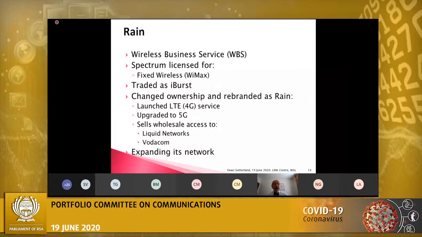Rain just announced it will expand to another 1,500 sites. Began as Wireless Business Service, changed its name, rebranded, launched the 4G service, then turned to 5G. And interestingly, Rain sells some service itself and wholesales to Liquid Networks and Vodacom.